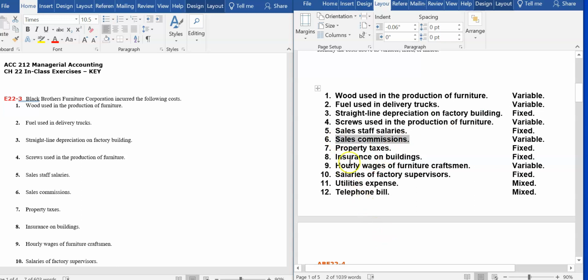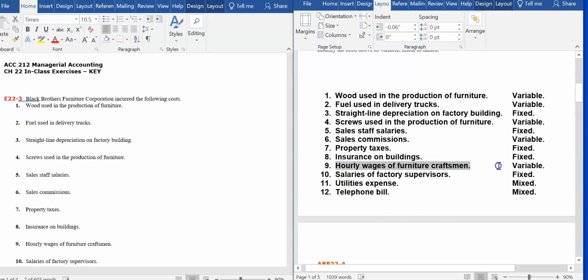Sales commissions. The commissions mean the more the sales staff sells, the more they earn. Thus, the sales commission cost is variable. It changes as the level of activity changes. Property taxes. Property taxes are a fixed cost. They do not change regardless of how much in sales or how much is produced. It stays the same. It is fixed. Insurance on buildings. Insurance incurred on buildings is also fixed. The insurance rates stay the same regardless of how much furniture is produced or how much the sales staff sells.